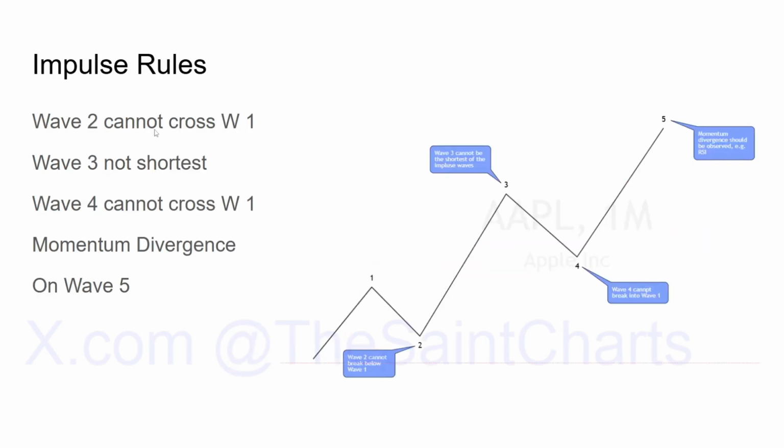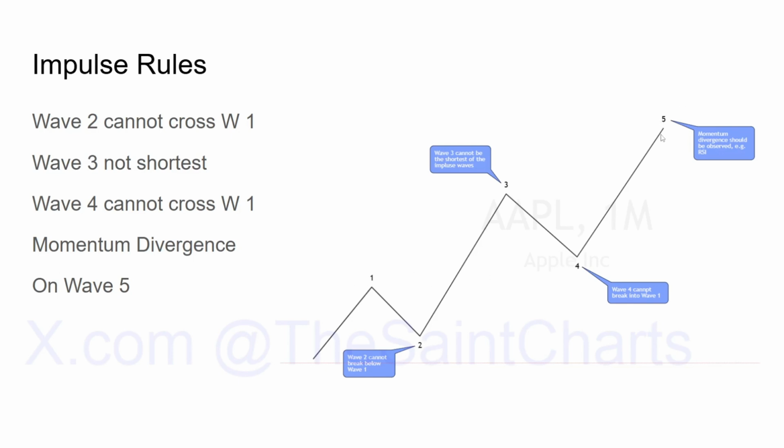So what are the impulse rules? Basically, wave 2 cannot cross the start of wave 1. So wave 2 cannot fall below this line here. Wave 3 cannot be the shortest. Wave 1 can be the longest. Wave 5 could be the longest, but wave 3 cannot be the shortest. That's another golden rule. Wave 4 cannot cross into wave 1, so it can't break below this high here. If it does, it's invalid.